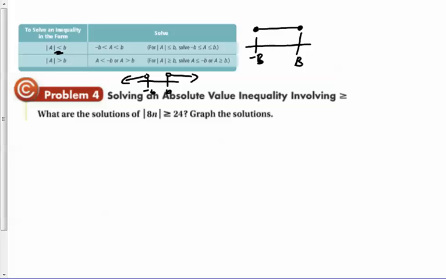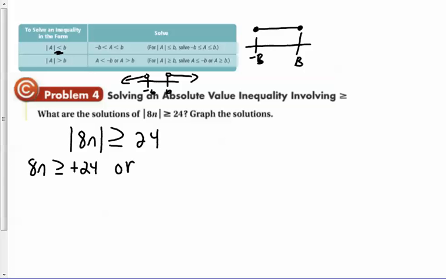So let's take a look at this one right here. What are the solutions of the absolute value of 8n is greater than or equal to 24? What I'm going to do is set this up just like the other one. I'm going to say 8n is greater than or equal to 24, or, and pay very close attention, 8n is less than or equal to negative 24.